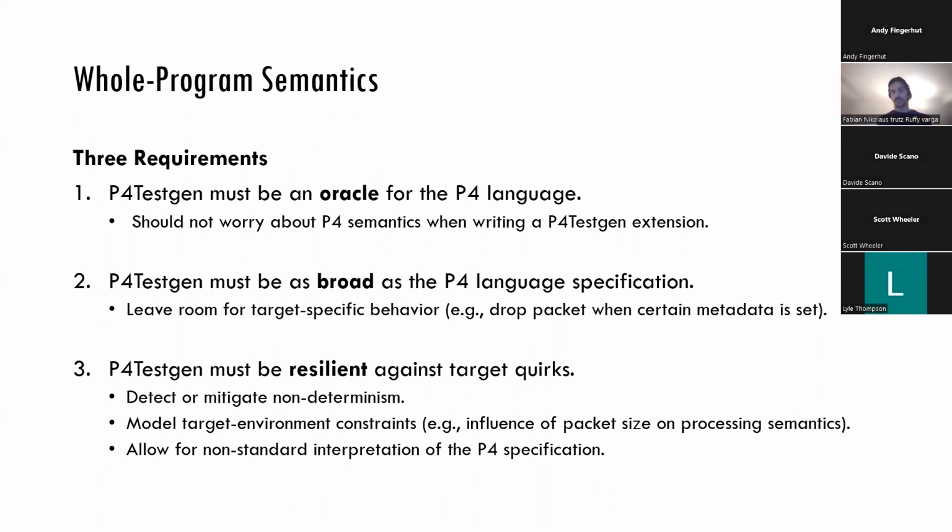Each target, of course, because of hardware or developer constraints, has its own quirks. This can lead to various kinds of non-determinism or specific environment constraints. There could be externs that produce random values, or if you initialize an uninitialized value, the initial value could be random. In a target environment, some packets might just be dropped because they're too short or too long. There might also be targets that do not adhere to the P4 specification as religiously as they should or as they can. This can also lead to friction.